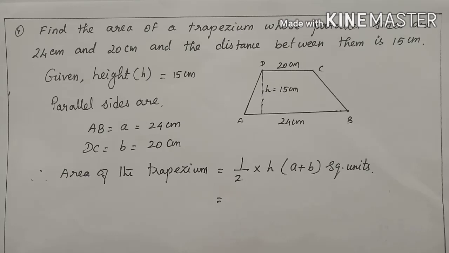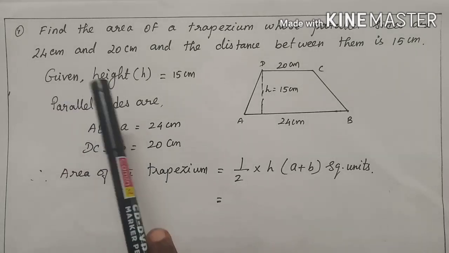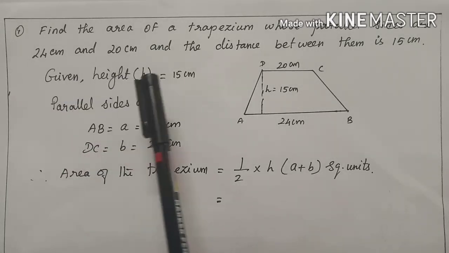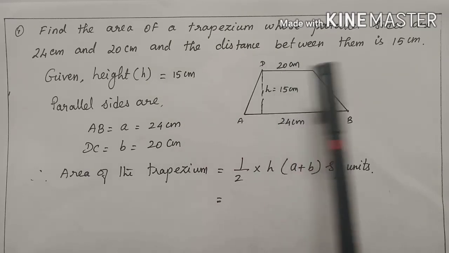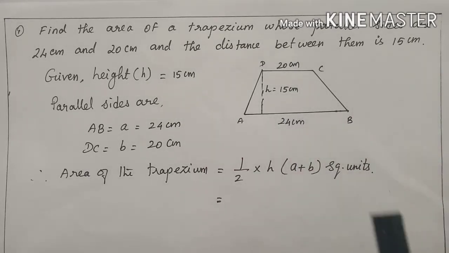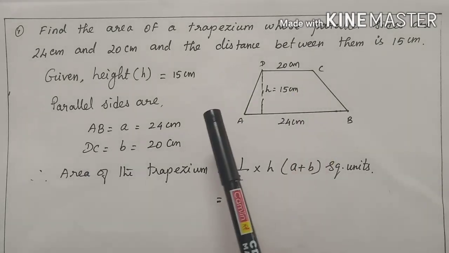Yes, next question number 1. Find the area of a trapezium whose parallel sides are 24 centimeter and 20 centimeter and the distance between them is 15 centimeter. This is the given question. Right? First we have to write what is given in the question.